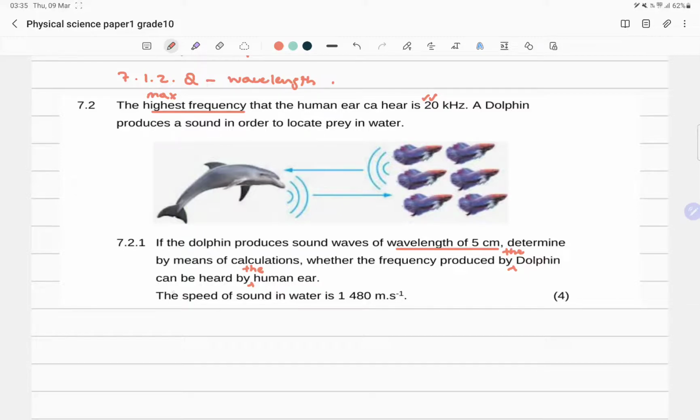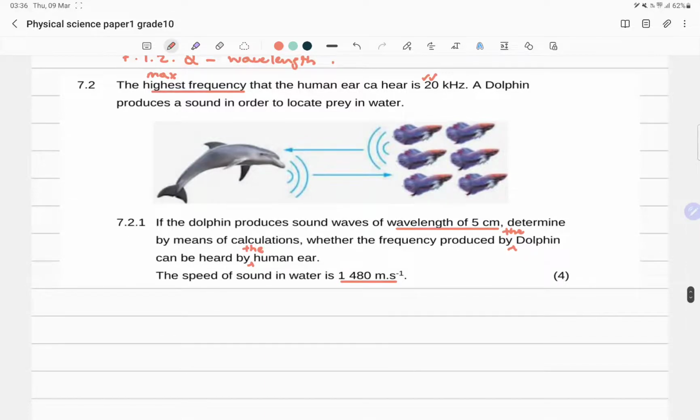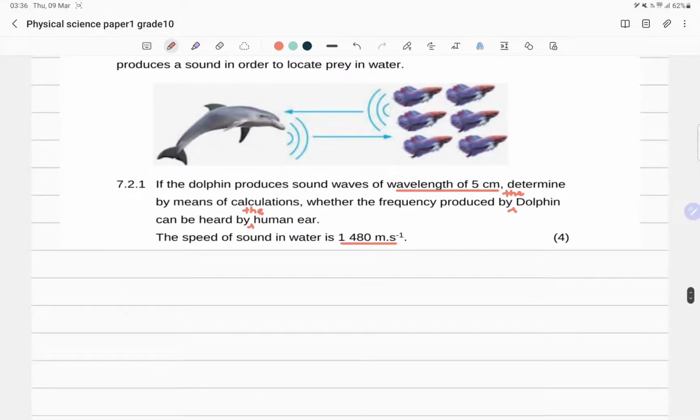Okay, the speed of sound in water is 1,480 meters per second. This is something you also need to be familiar with, because somewhere, somehow in your grade 12, it is going to be required. Sometimes it may not be given. You need to know it by heart. So there are certain things you have no excuse not knowing. All right, guys, let's keep moving. I'm taking too much time.